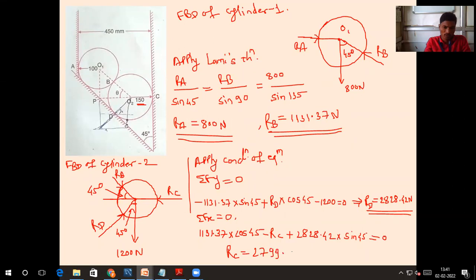Yes. 0.99 means almost it is 2800. Almost we can say only 0.01 is the difference. Almost it is 2800 Newton. This one is the answer.